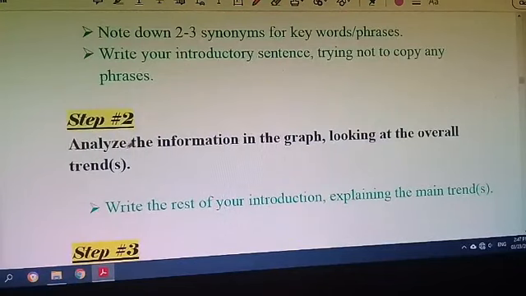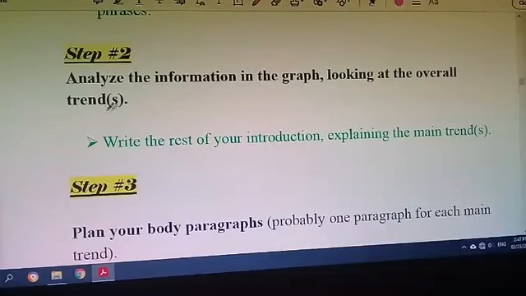Number 2, analyze the information in the graph, looking at the overall trends. Then write the rest of your introduction explaining the main trends.